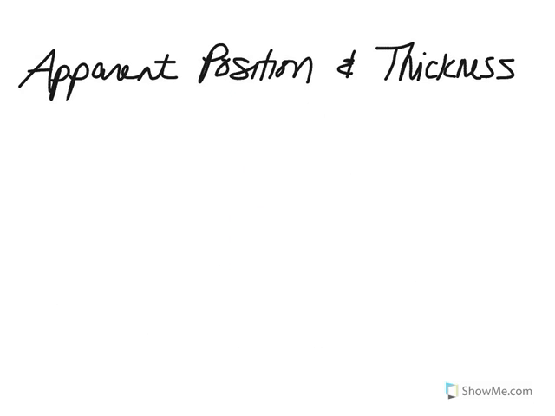And the same idea comes into play when we talk about the apparent thickness of a material. So if we were to have a block of glass and an observer was to view that block of glass normal to its surface, it would appear to the observer that the glass is thinner than it actually is. And we can use the idea of apparent position to determine the apparent thickness.